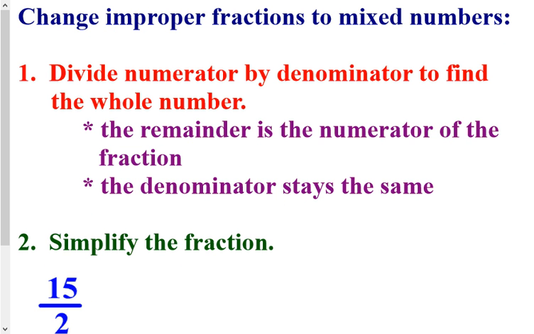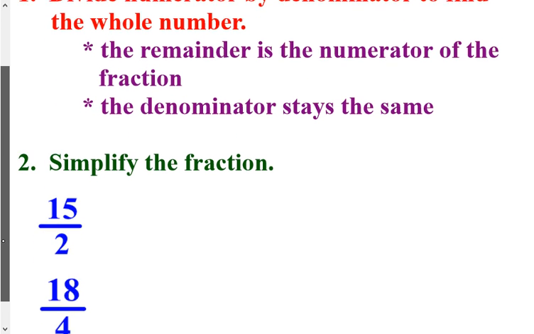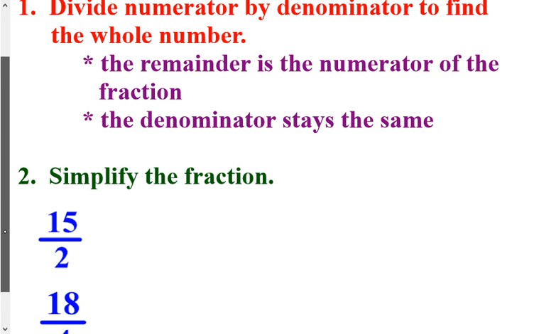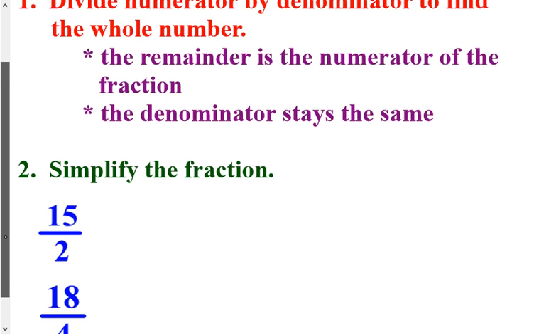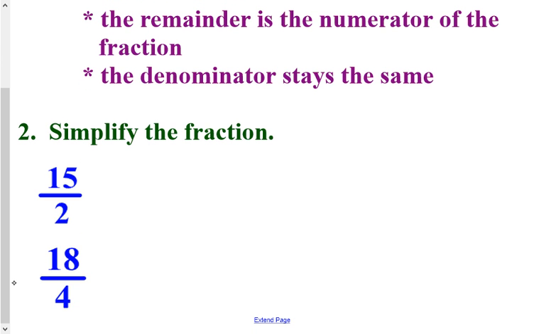Now, if we want to go the other way, changing an improper fraction to a mixed number, then we're going to use division. We're going to divide the numerator by the denominator, because remember what a fraction is. A fraction really is a way of writing division. And then the remainder is going to be the numerator of our fraction. The denominator is going to stay the same. And we simplify the fraction if we can.